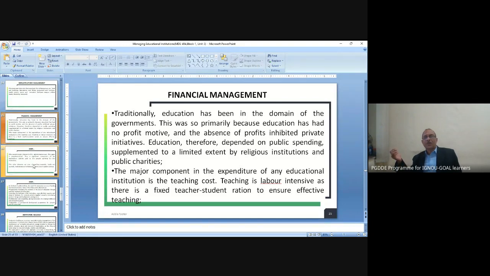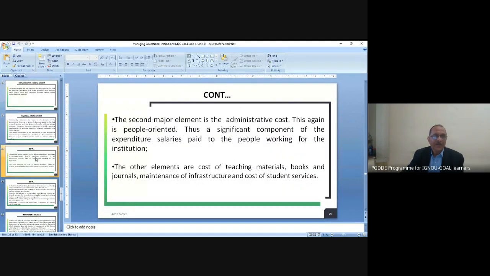The major component in the expenditure of education is the teaching cost. Whether it is a school or college, the maximum expenditure is for the salaries of the teachers and the salaries of the non-teaching staff. Then there is the ratio between teachers and students. One teacher can teach 30 students, 40 students, but not hundreds of students in a classroom scenario. So that's where financial management is very important. So how do you manage the finances?